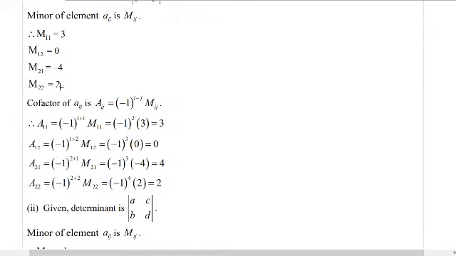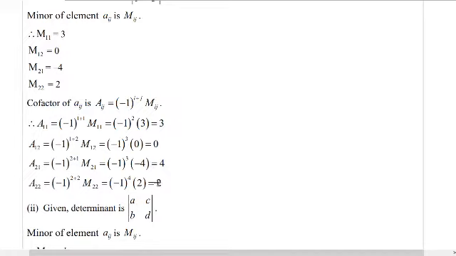Similarly, M22. So M22 is 2. To find A22, it will be equal to minus 1 raised to power 2 plus 2 into minor 22, and minor 22 is 2. Minus 1 raised to power 4 is 1. So the answer will be 2 itself. I hope you got the idea very clear. Cofactors are very easy to compute. Once you know the minors, cofactor can be computed very easily, right?